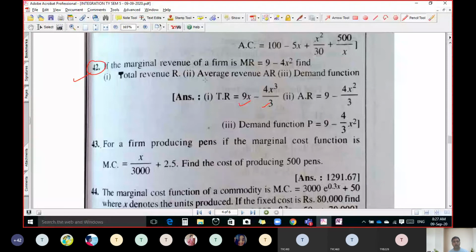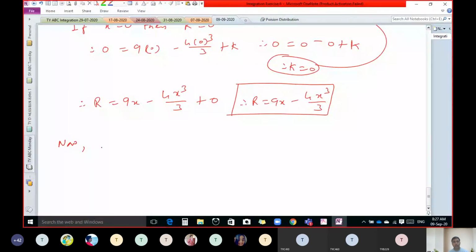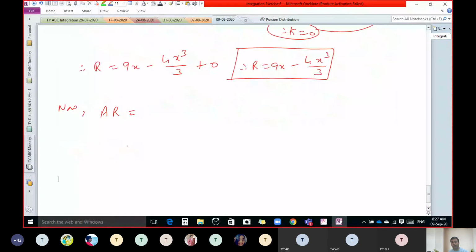Now average revenue. Any of you know the formula of average revenue? TR upon X. Correct. So revenue upon x. So we just divide each term by x. If we divide by x, we get 9 minus 4x square upon 3. This is the answer for average revenue.